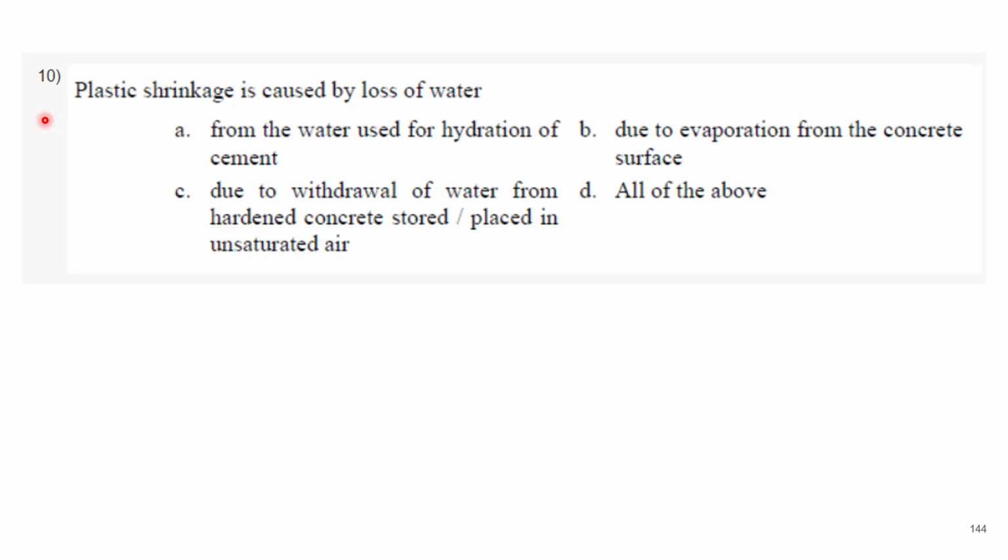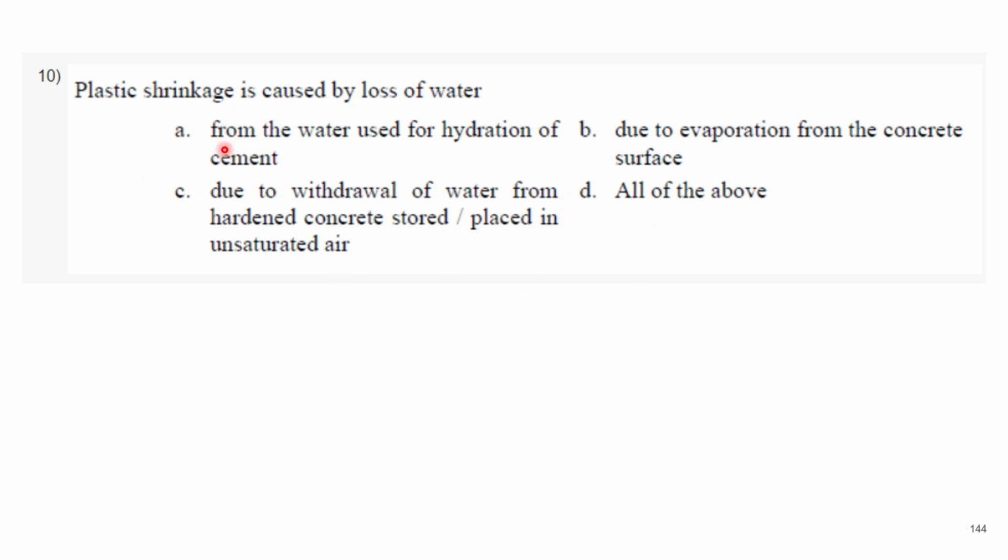And the last question, question number 10. Plastic shrinkage is caused by loss of water due to what? A, from the water used for hydration of cement. B, due to evaporation from the concrete surface. C, due to withdrawal of water from hardened concrete stored or placed in unsaturated air. Or D, all of the above.